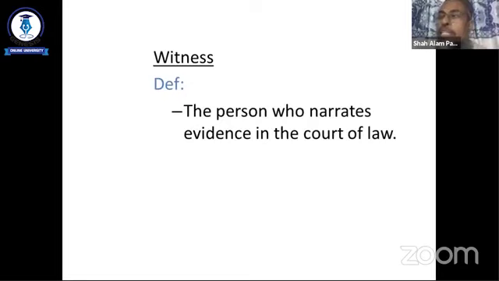Now come to the witness. In the course procedure, we already identified three things. One is summons, another is evidence, another is witness. A witness is the person who narrates evidence in the court of law.